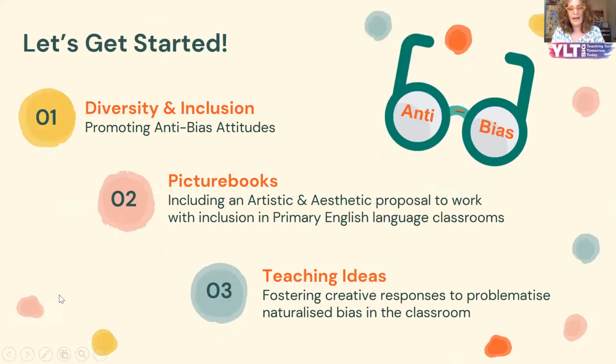What are we going to do today? Well, I hope that we can wear the anti-bias glasses. First, I'll try to introduce what I understand by diversity and inclusion to promote anti-bias attitudes. Then I will show you why I choose picture books, especially because they include an artistic and aesthetic proposal to work with inclusion in primary English language classrooms. And together with picture books, I will also share some teaching ideas which foster creative responses to problematize naturalized bias in the classroom. Even though I separate them into three parts, you will see that there is a lot of overlapping in this talk.